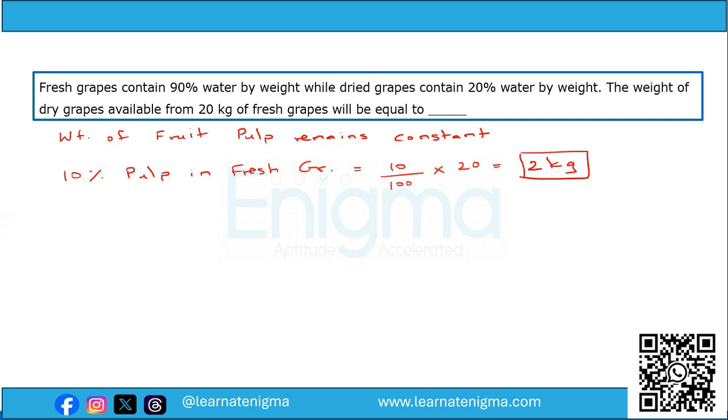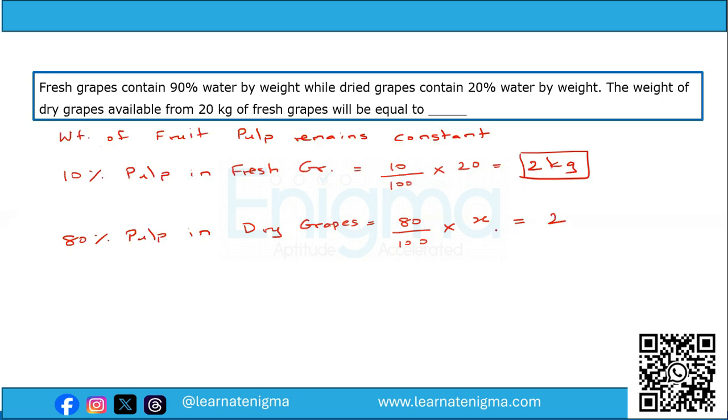Now, in dried grapes, 20% water is there. That means 100 minus 20, we can say 80% pulp is there in dry grapes. So 80% of X, because we don't know the quantity of dry grapes, will be equal to 2 kg, because as I have mentioned above, weight of fruit pulp remains constant. So 80% of X is equal to 2.